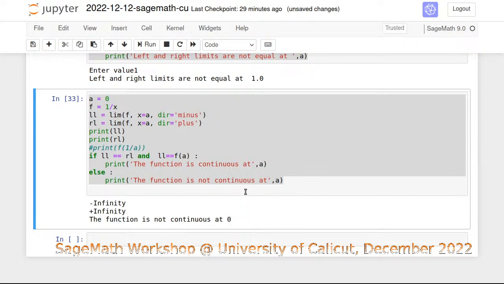Copying and pasting to a Google document. That's a full program for evaluating continuity.